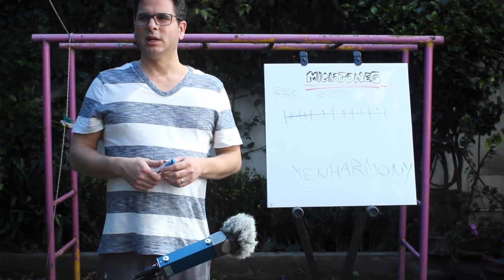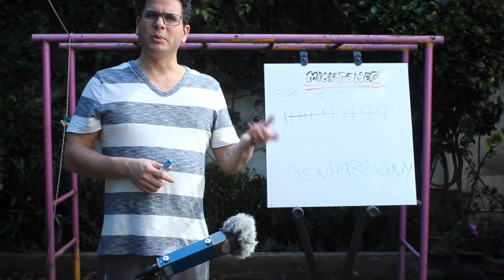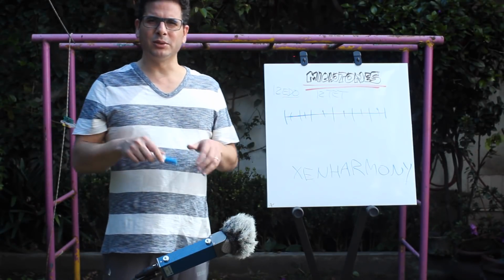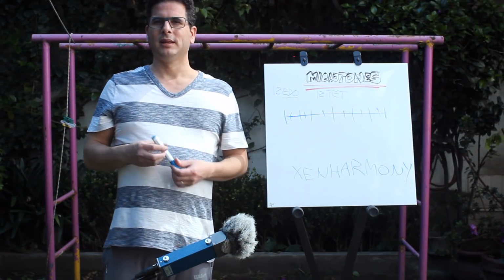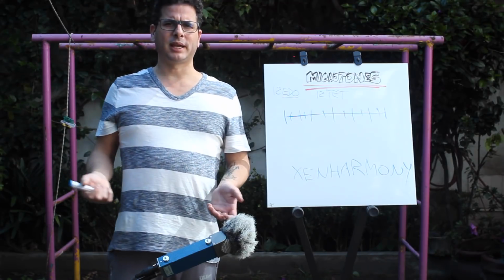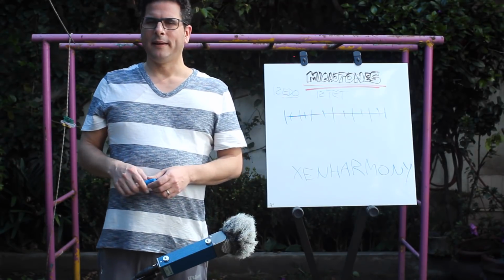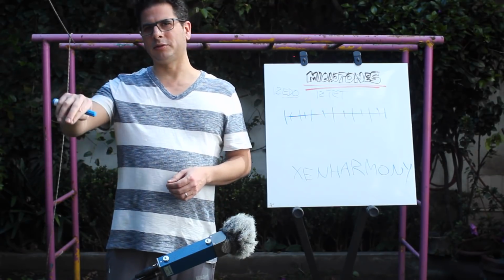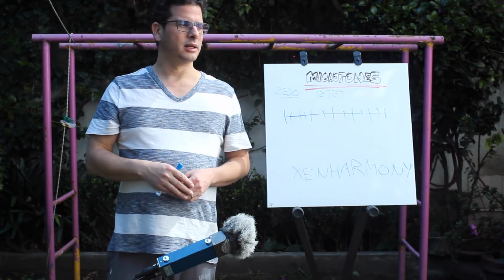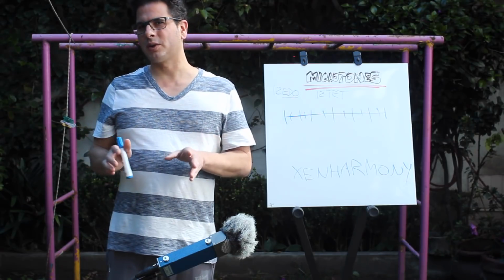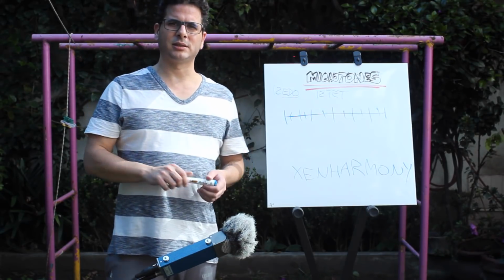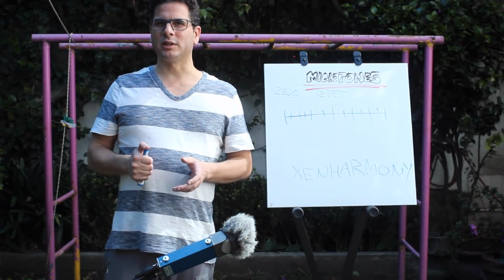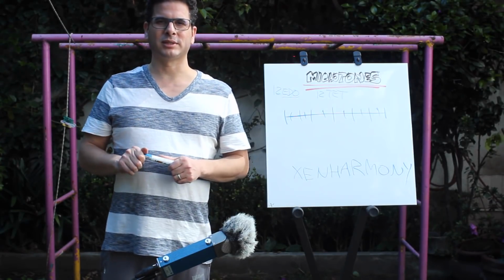Or you can use a quantizer, like Ornament and Crime, for example, has a lot of microtonal scales built into the menu. So you can just choose a microtonal scale that you'd like to explore and send your controller voltage into that and from there to the oscillator. And if your Ornament and Crime is well calibrated and your oscillators are well calibrated, then you can experiment accurately with a particular microtonal scale.